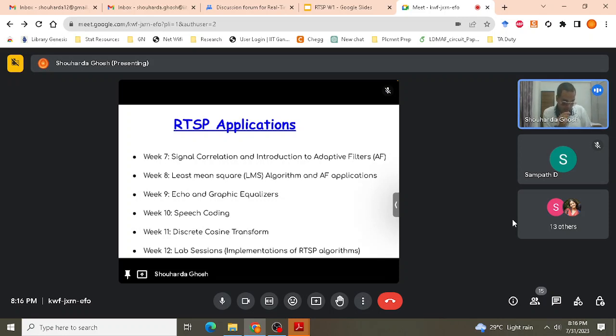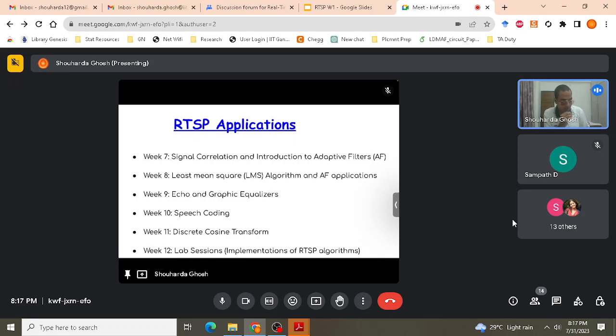Then in week 10 we talked about speech coding. Speech coding I just talked about in week 7, signal correlation, where I told you how the signal samples may be correlated with each other, and then how you can use that to compress your data and so send lower and lower bits of data and achieve higher throughput.